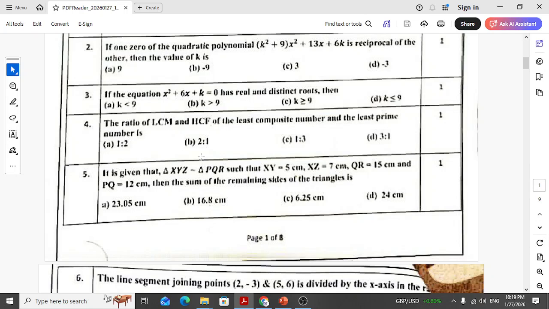What is the square root of 28? It is 4 into 7, 28. So 4 comes out, and it becomes 2 root 7. So this is correct. Assertion is correct. 2 root 7 is the answer for this. This length is 2 root 7 centimeters. So assertion is correct. Next, the reasoning.